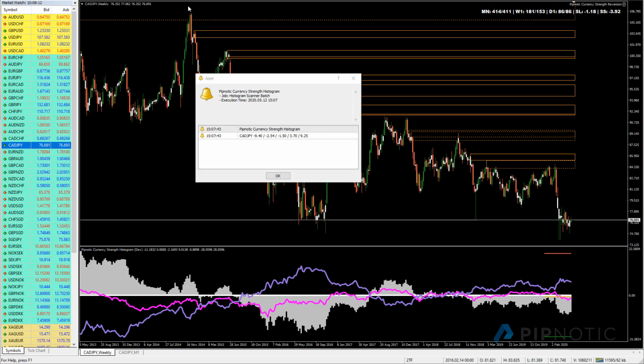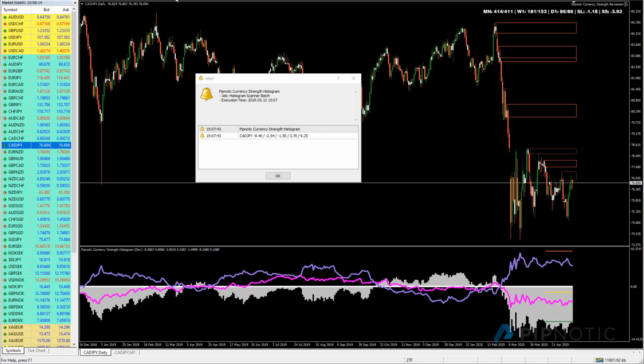If you go to the daily chart, you can see it. You can see the price is kind of hanging around these lows here, and so we can expect price to want to move higher, because it's very difficult to drive a currency pair further lower when you have currency strength histogram readings like this. Okay, so the path of least resistance is up, is higher.